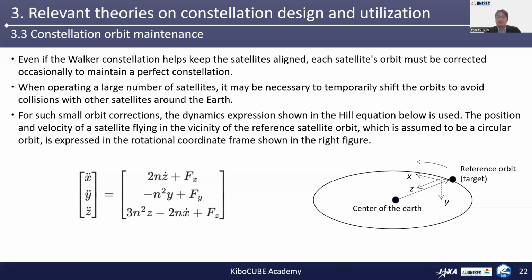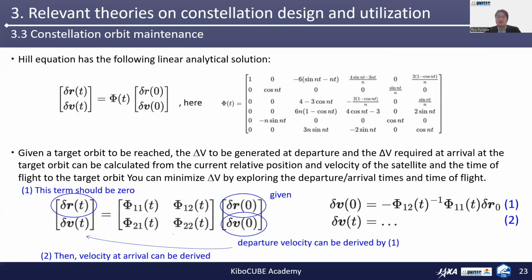For such small orbit corrections, the dynamics expression shown in the Hill equation below is used. Here, the position of a satellite flying in the vicinity of the reference satellite orbit, which is assumed to be a circular orbit, is expressed in the rotational coordinate frame shown in the right figure, and its time variation is shown. The Hill equation is a linear differential equation and can be solved analytically. The analytical solution is shown here.